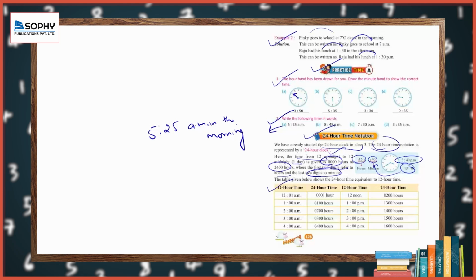So for 12-hour time, here is the 24-hour time for them. 12 midnight is 0000 hours, 1 is 0100 hours, 2 is 0200 hours, 3 is 0300 hours, 4 is 0400 hours. Here is again 12-hour time and 24-hour time. 12 noon can be written as 1200 hours. 1 PM can be written as 1300 hours. 2 PM 1400 hours, 3 PM 1500 hours, and 4 PM as 1600 hours.